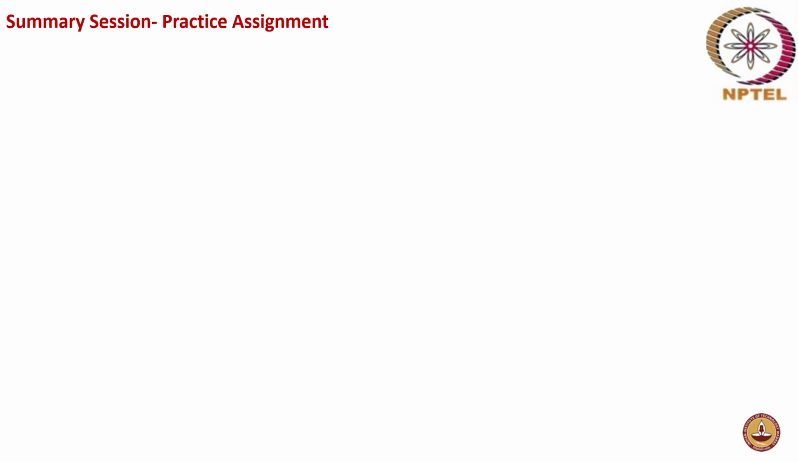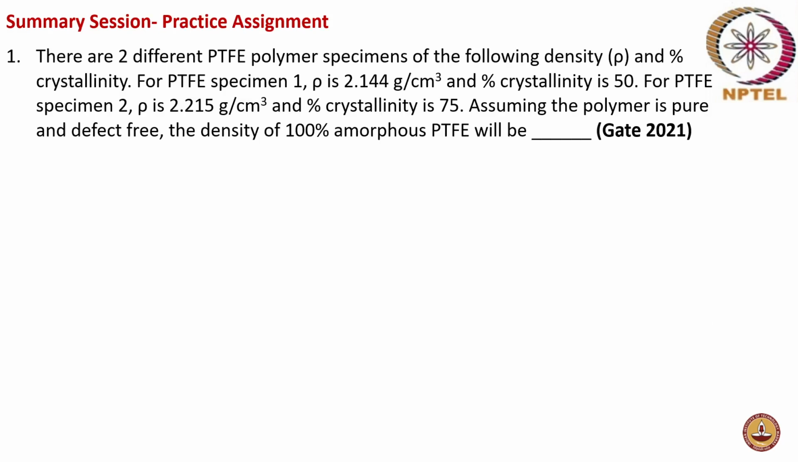Now let's get on to the practice assignment session. Question number 1. There are two different PTFE polymer specimens of the following density and percentage crystallinity. For PTFE specimen 1, the density is 2.144 gram per centimeter cube and percentage crystallinity is 50. For PTFE specimen 2, the density is 2.215 gram per centimeter cube and percentage crystallinity is 75. Assuming the polymer is pure and defect free, what will be the density of PTFE if it is 100% amorphous? So this is the question.